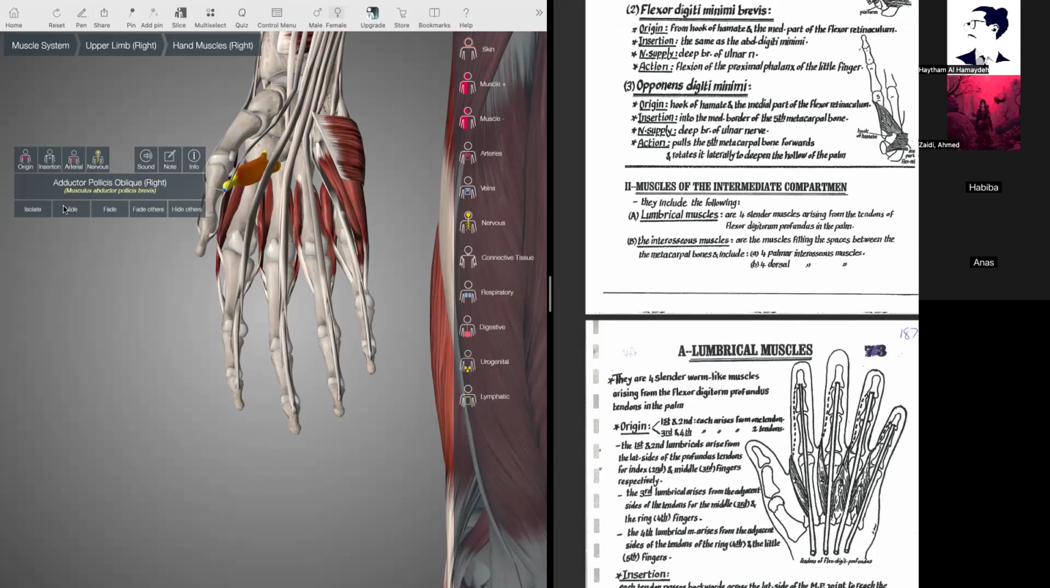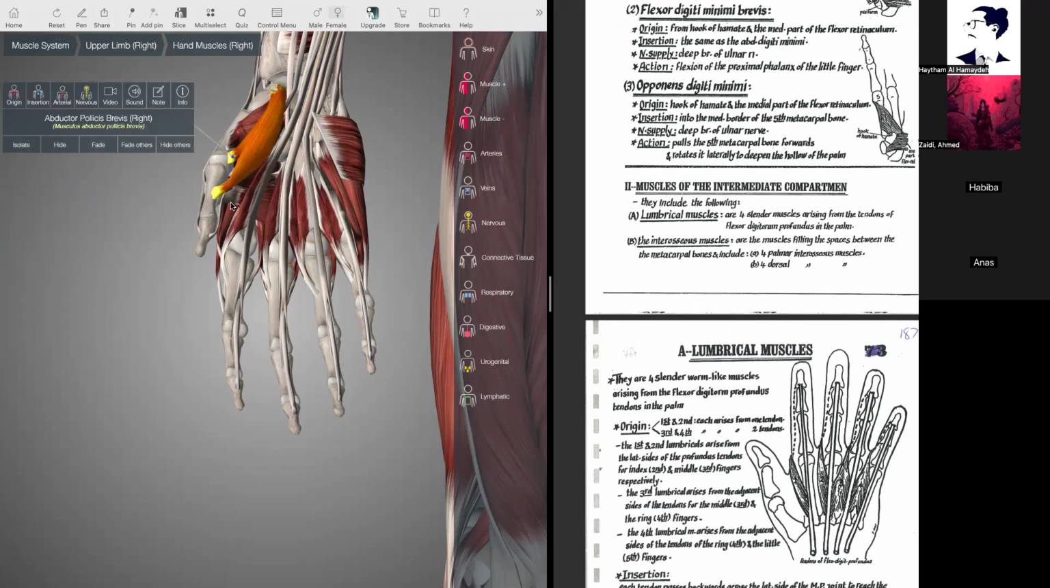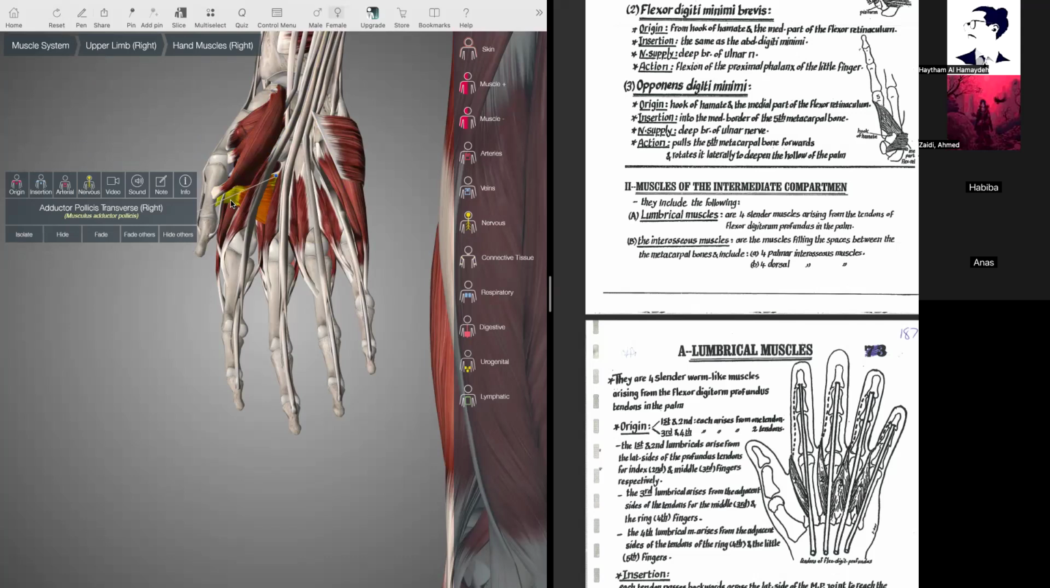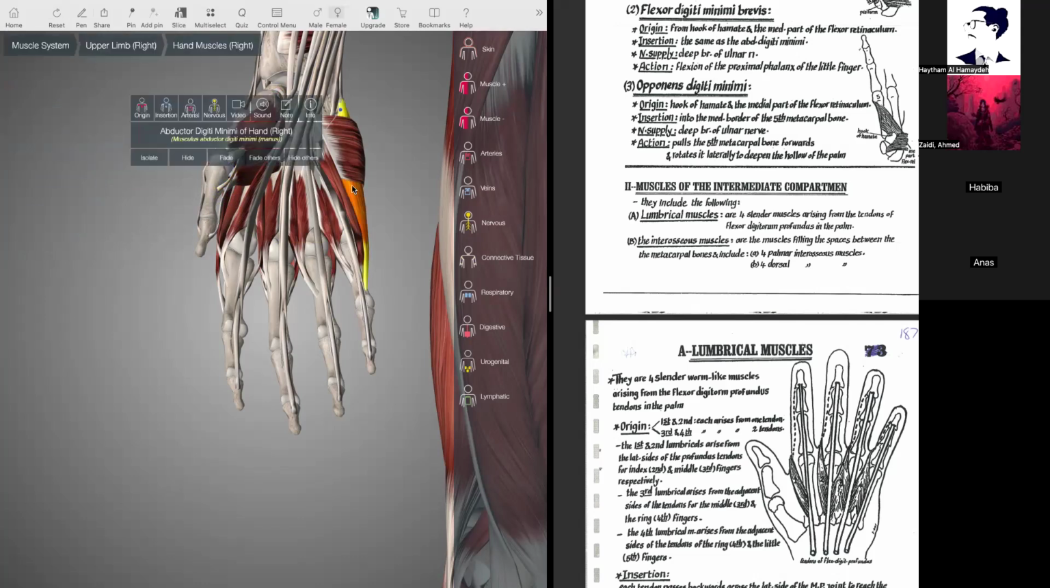Okay? And a very good way to memorize, look, there's an abductor and there's an adductor. So abductor pollicis brevis, and adductor pollicis, either oblique or transverse. They do opposite functions. So I'm gonna hide them. And then there is opponens pollicis and flexor pollicis brevis. That's it.